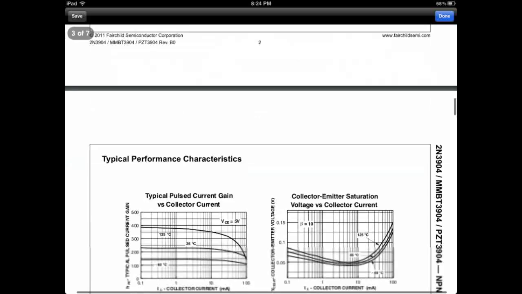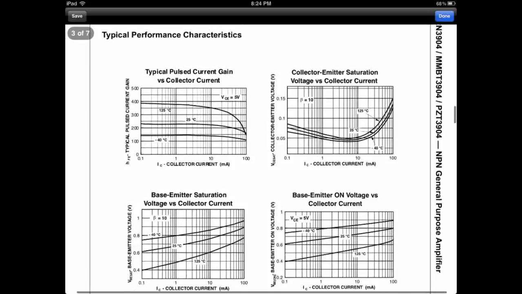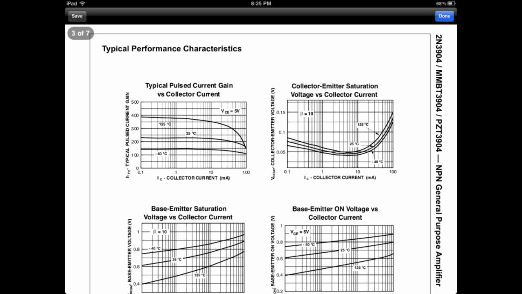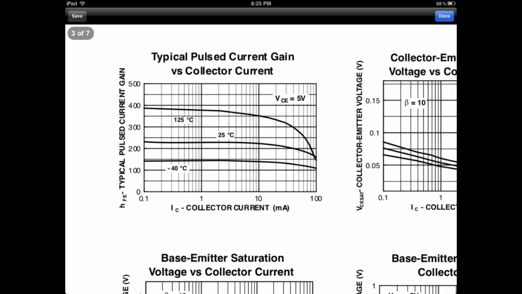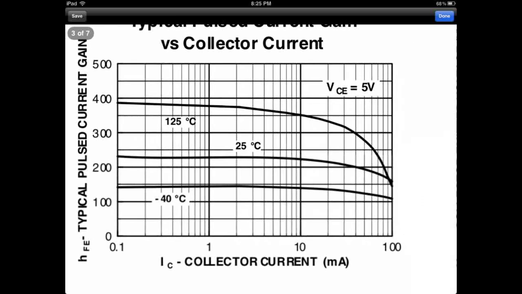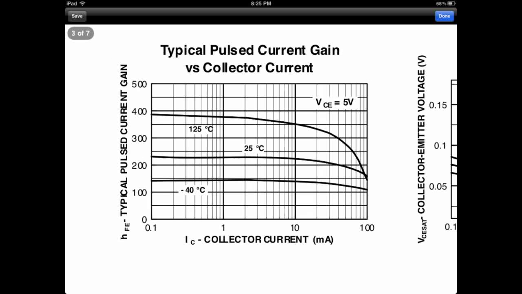Now, this says pulsed current gain, so that means they're pulsing it. They're basically hitting it for a few milliseconds, I think. I don't remember the exact test, but they do a pulse of the current for either milliseconds or maybe 1 second or something like that, and that's how they get this curve. So that's what a lot of those curves will tell you, different parameters, different things.